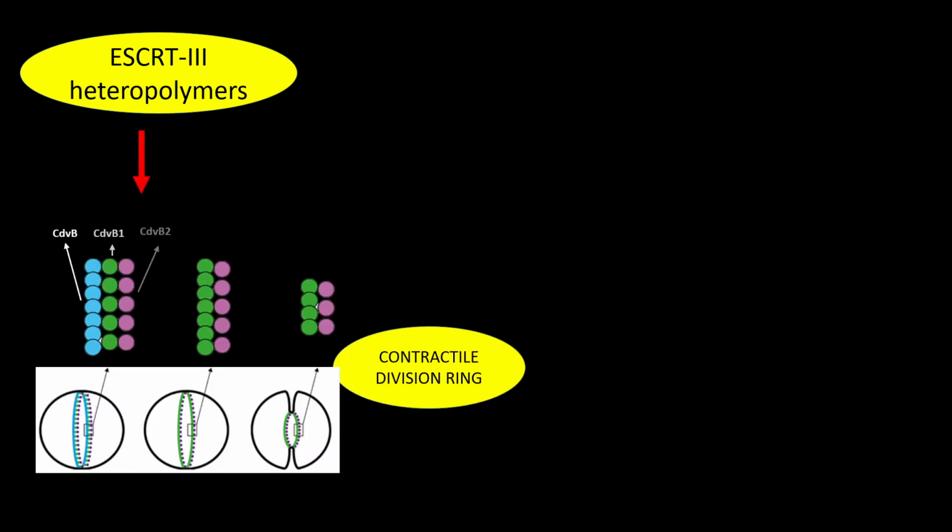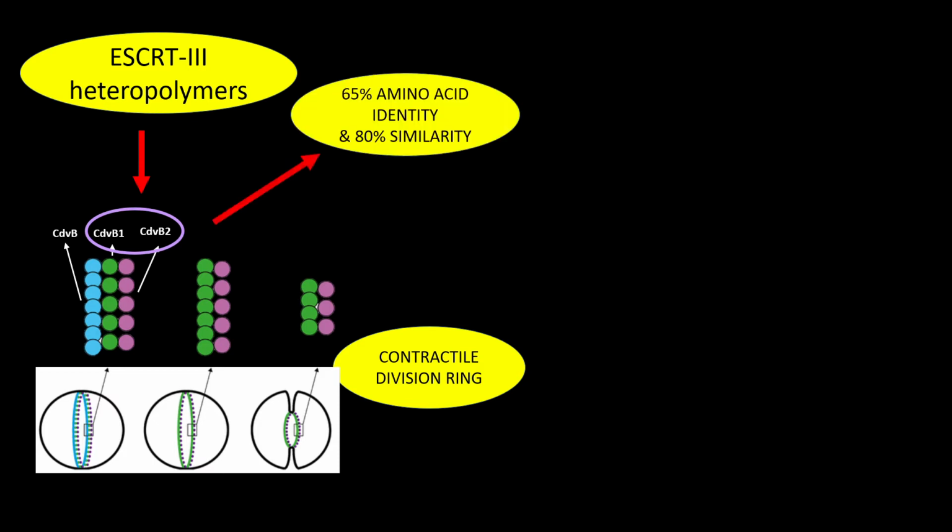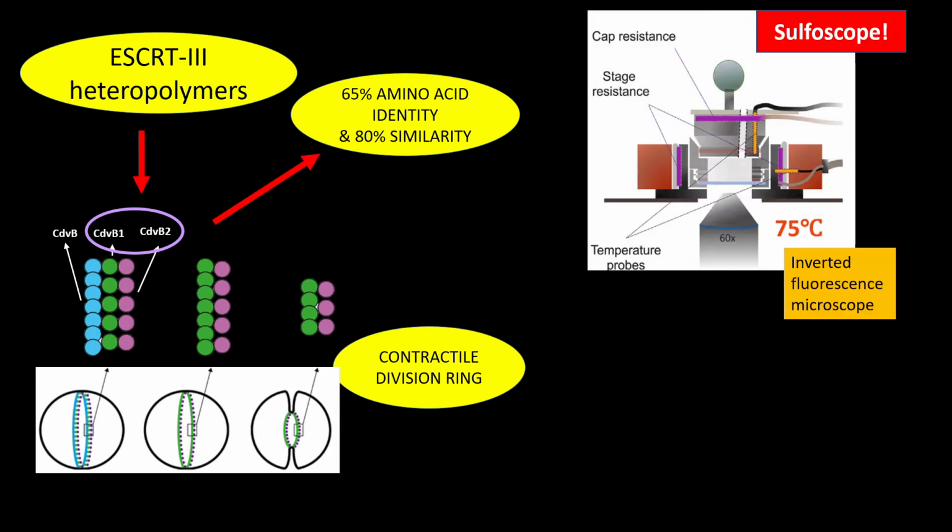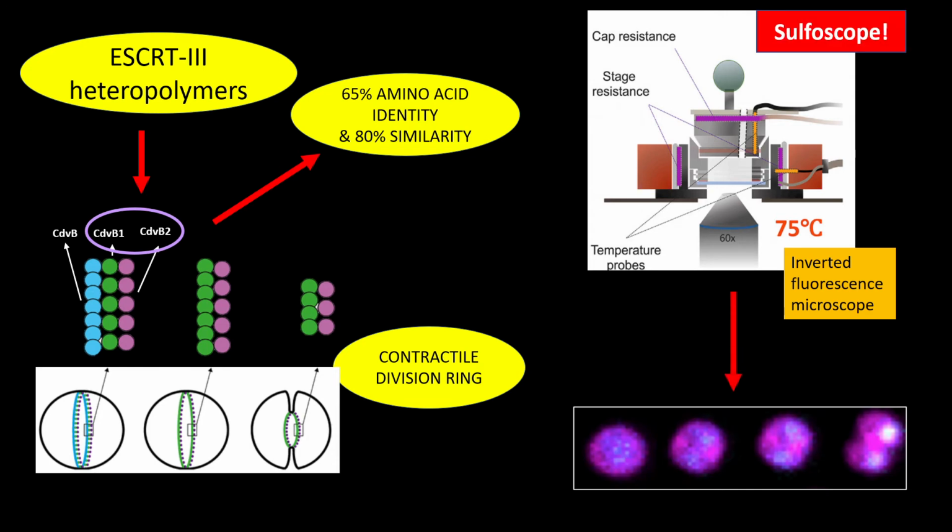A model showing ESCRT-III mediated cell division in S. acidocaldarius had been recently published. Also, CdvB1 and CdvB2 have been assumed to have identical membrane scission abilities since they are close paralogs sharing 65% amino acid identity and 80% similarity, which is why the Sulphoscope had been especially constructed for live cell imaging of Sulphobolus to test the individual functions of CdvB1 and CdvB2 in cytokinesis using individual in-frame deletion mutant strains.